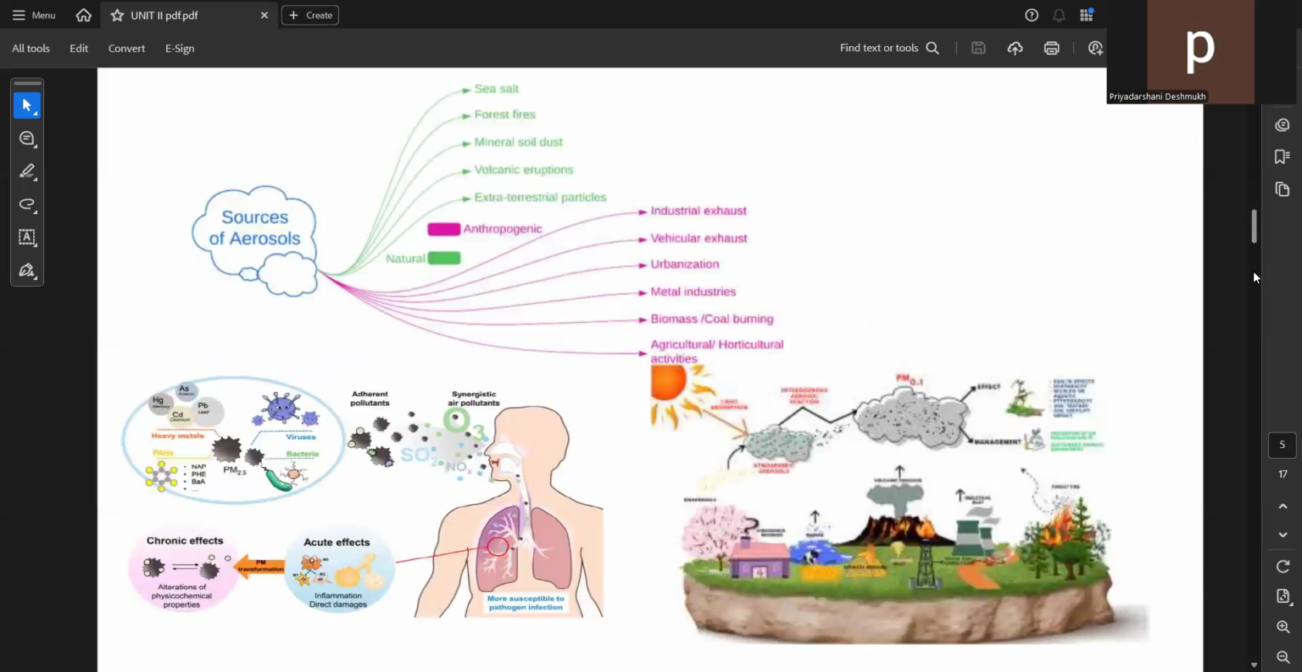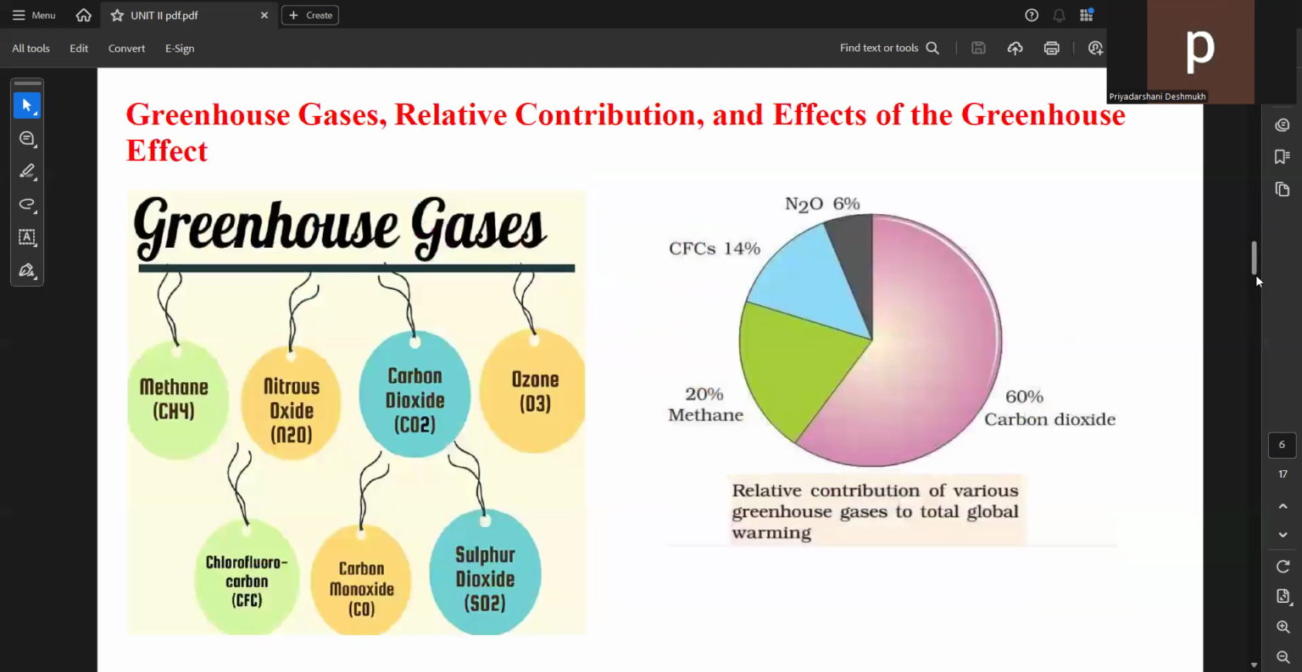Now, these are the sources: sea salt, forest fires, mineral soil dust, volcanic eruption. So it is divided into natural and anthropogenic. I have just told you about the sources of aerosols, natural and anthropogenic. Now these are the effects: chronic effect and the acute effect, synergistic effects due to air pollution. So these are the main effects that are caused due to the aerosols. These are some diagrams explaining the causes of the aerosols and how they affect human beings. It is a type of air pollution.